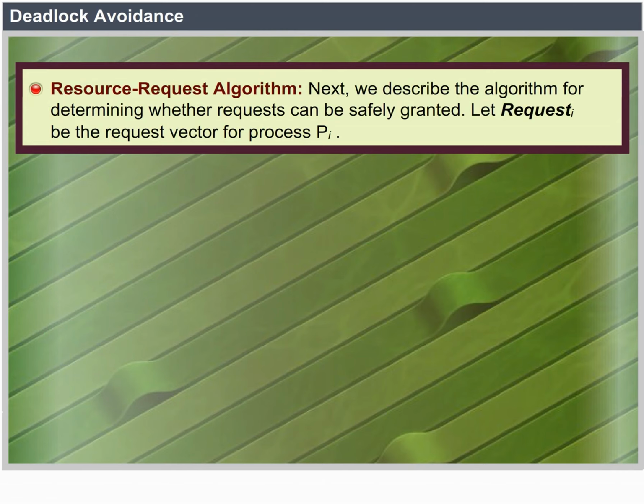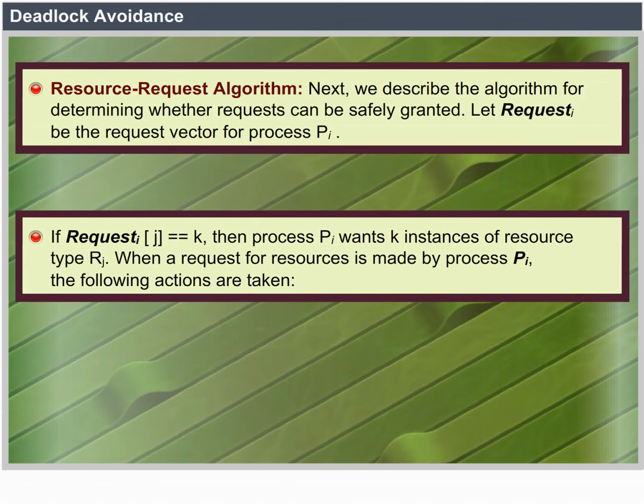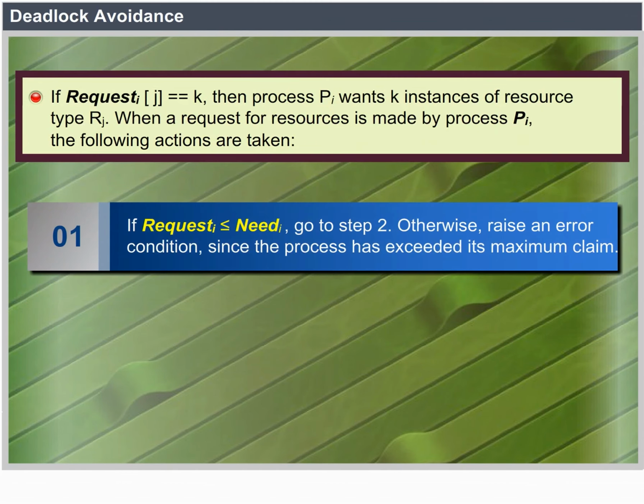Let Request_i be the request vector for process Pi. If Request_i[j] is equal to k, then process Pi wants k instances of resource type Rj. When a request for resources is made by process Pi, the following actions are taken. 1. If Request_i is less than or equal to Need_i, go to step 2. Otherwise, raise an error condition since the process has exceeded its maximum claim.